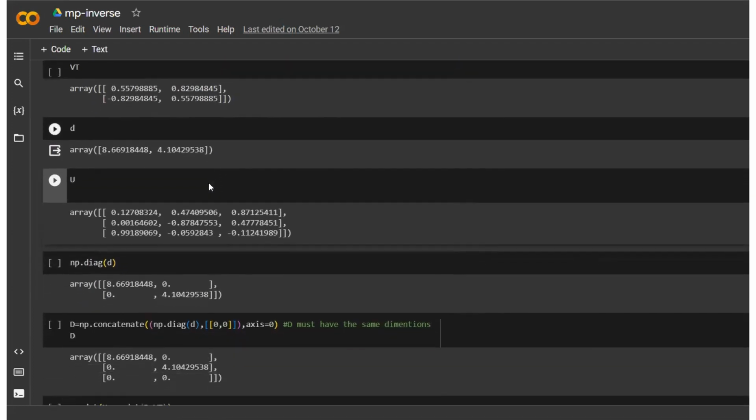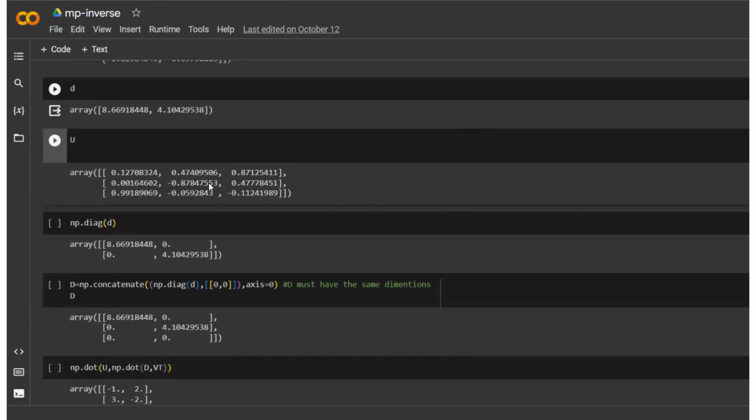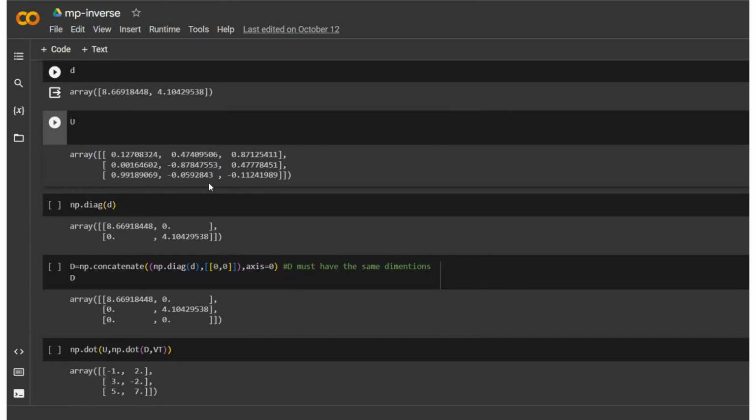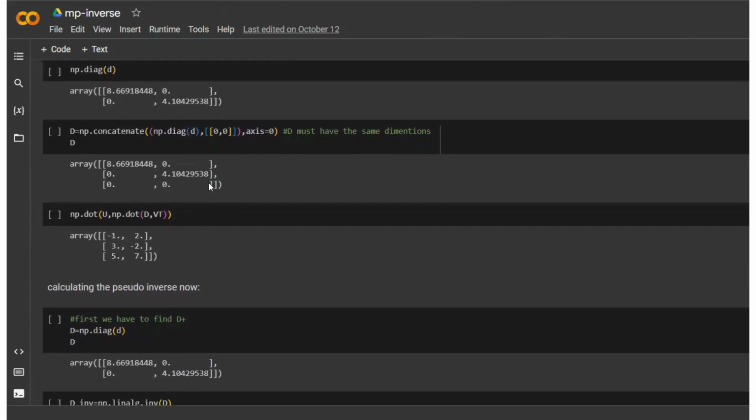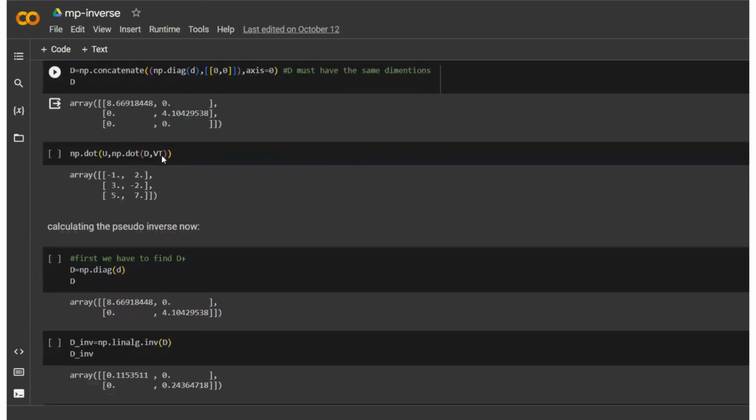Cool. What we need to do next is we need to diagonalize D and we need to fix its dimensions, right? So D must have the same dimensions as your other matrices, right? Then just verifying if that's right, you take the dot product and you get the same matrix A back, right? So the SVD method is correct.